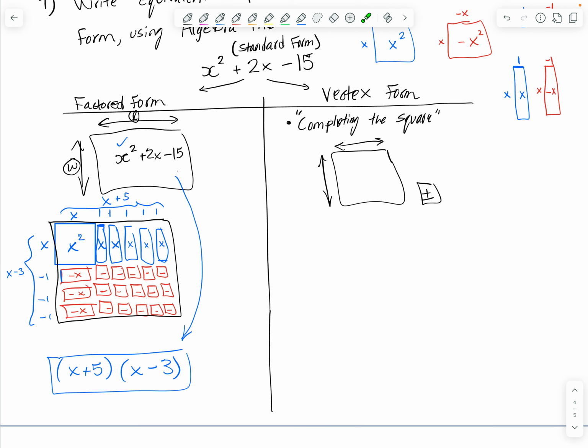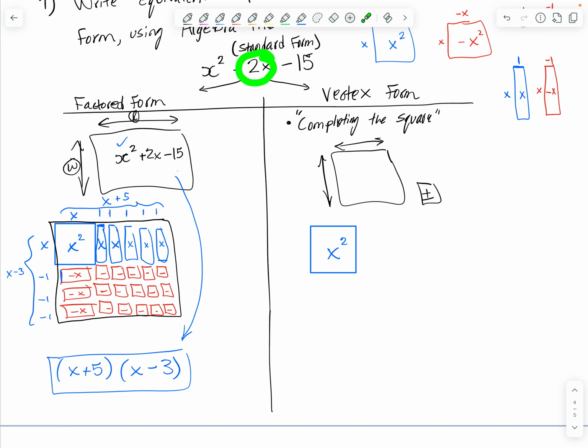So look at the similarities and differences, right? I'm going to start with my x squared, like a square right at the top left corner. Let me make that a little more squarish, like that. This has an area of x squared. Now for this situation, instead of jumping to the units and splitting them, I want to look at the middle, the x terms, first for completing the square, for turning it into vertex form.